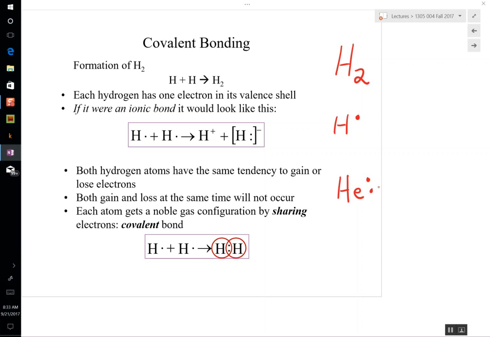So even though it's not an octet, it is a very stable, inert, noble gas. So hydrogen wants to be like that. So how can it do that? Well, the only way it can do that is if it shares its electron with one more hydrogen atom, not 2 or 3 or 4, just one. Because one will get it right there.